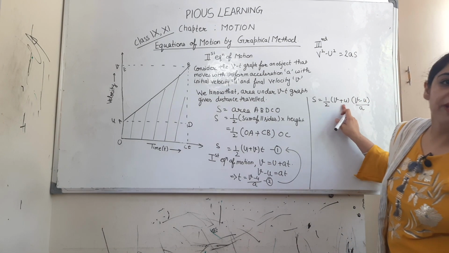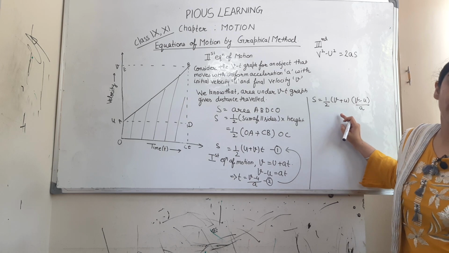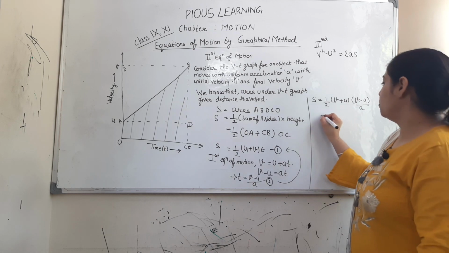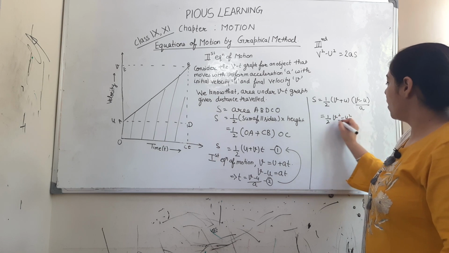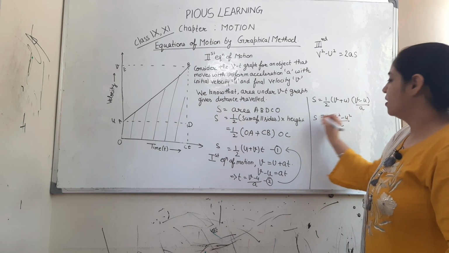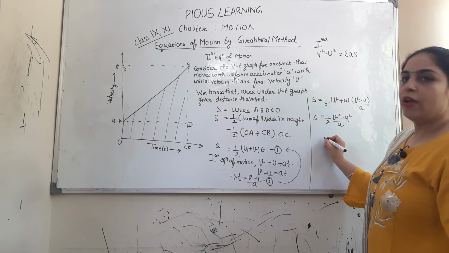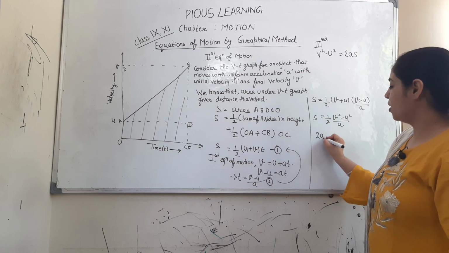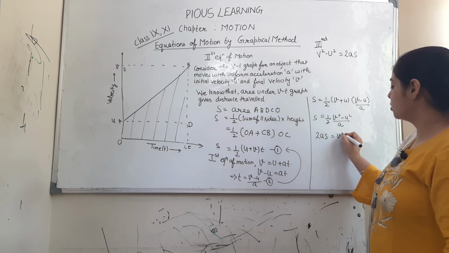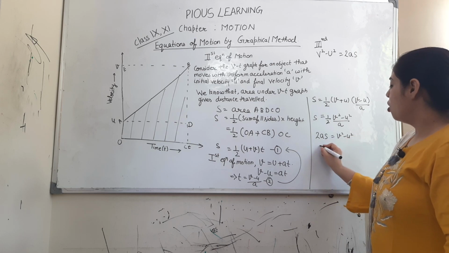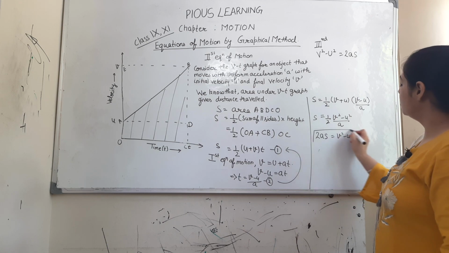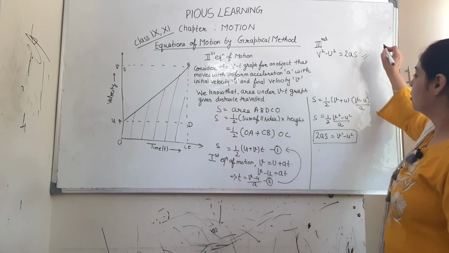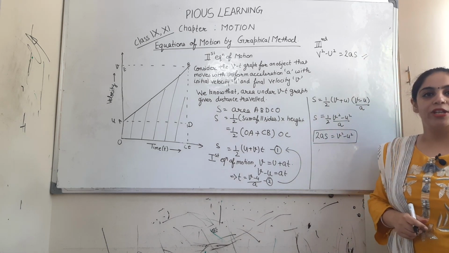Now a plus b, a minus b is a square minus b square, which could be written as S is equal to half V square minus U square upon A. Take 2A on this side, so I have 2AS is equal to V square minus U square. This is nothing but the third equation of motion.